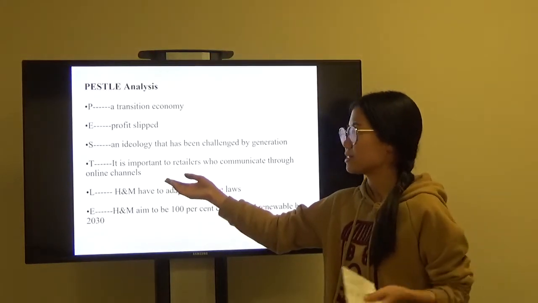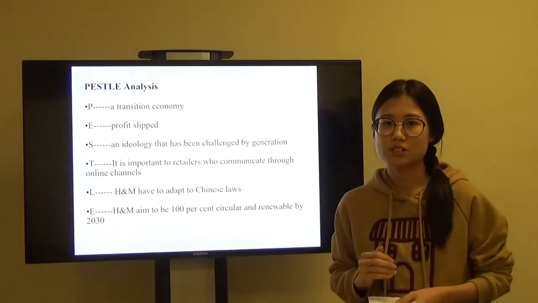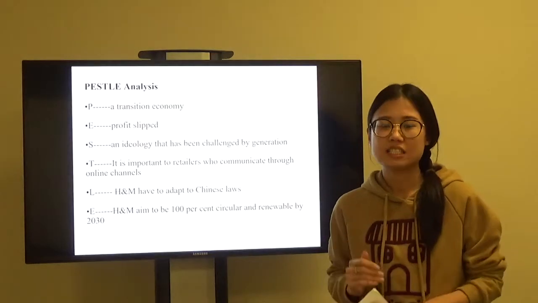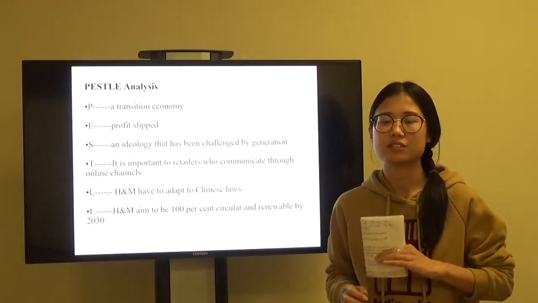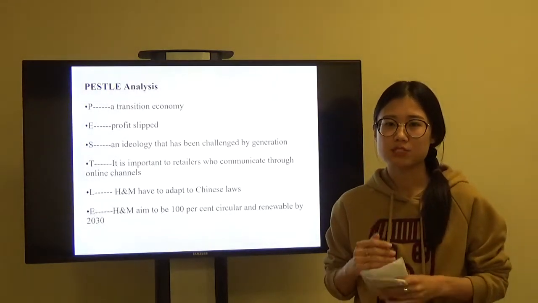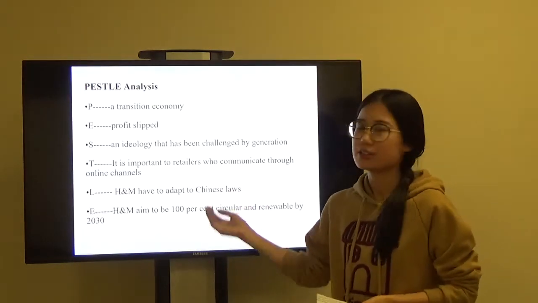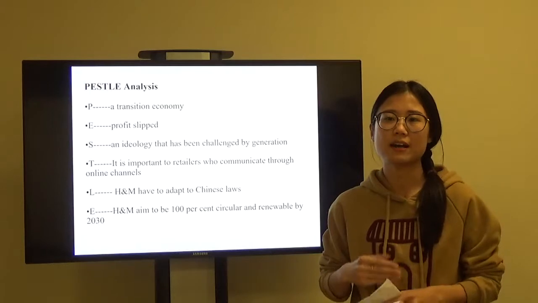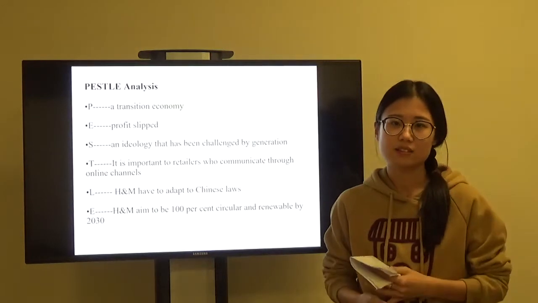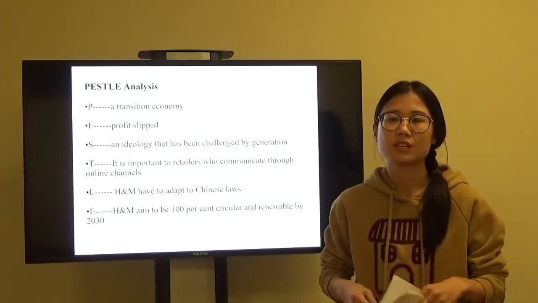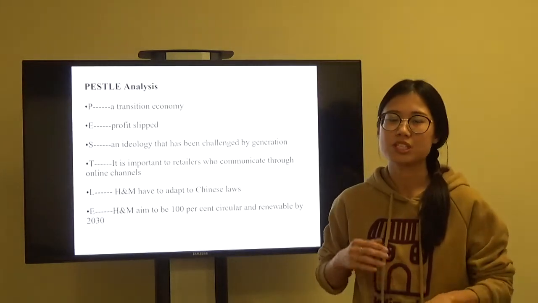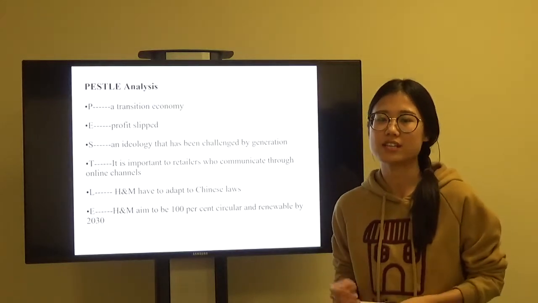The next one is technological. In China, the usage of the internet and the number of online users are growing. People aged between 20 and 40 are the common users. Those are H&M's target. Next one is legal. H&M has to adapt to Chinese law, and the Chinese government will continue to supervise. That means H&M needs to make a few changes to its strategy in China.